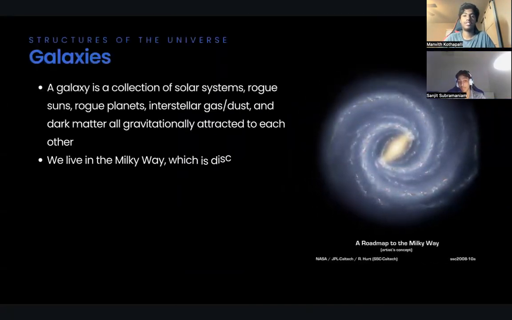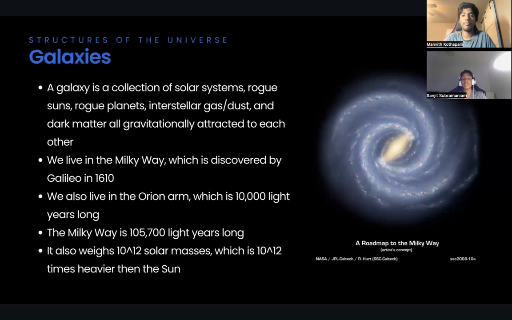Next, we're going to be talking about galaxies. A galaxy is a system of stars, solar systems, interstellar gas and dust, and dark matter that is bound all together by gravity. Our solar system is in the Orion arm of the Milky Way galaxy, and our galaxy is part of another big structure called a galaxy group, called the local group. The Milky Way galaxy was discovered in 1610 by Galileo.